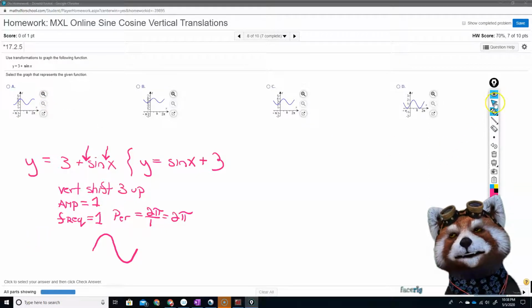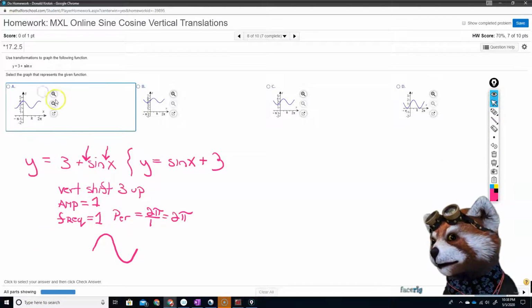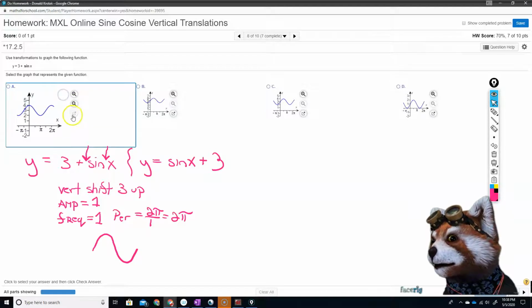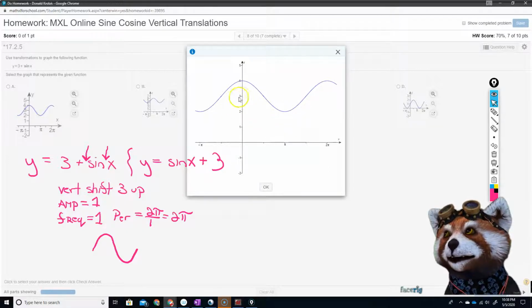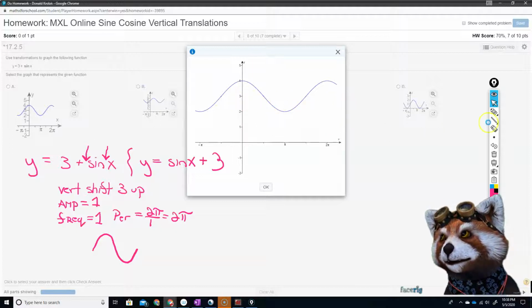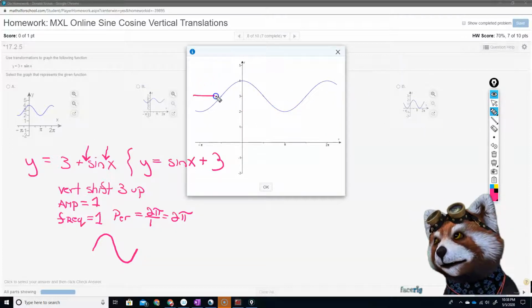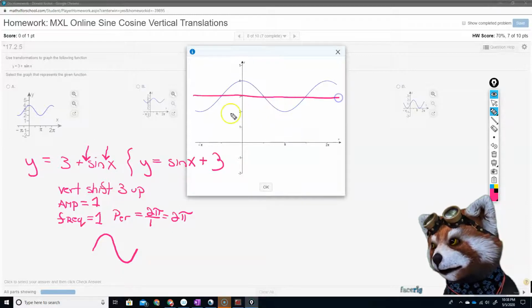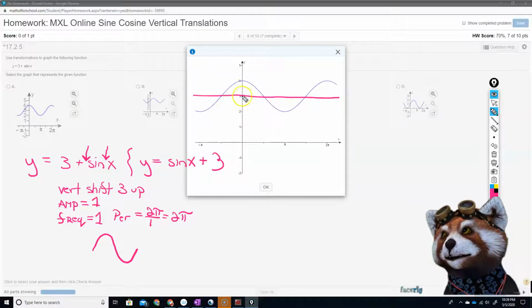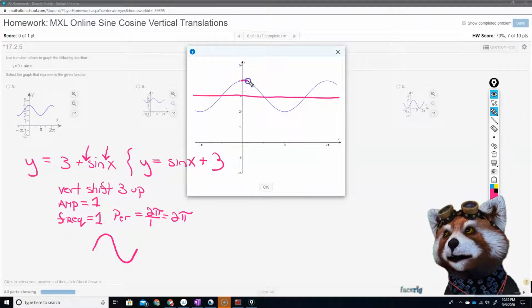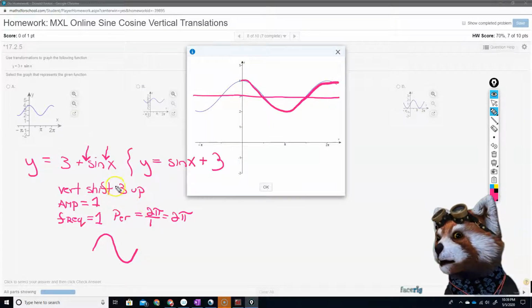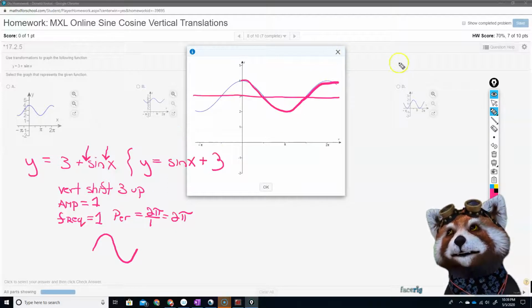Okay, so if I look at my choices here, all right. This sine graph has been shifted 3 up. Okay, there's its new midline. Okay, its amplitude is 1 above it, 1 below it. Yep. And I should see one cycle, but this is a cosine graph, so I know it can't be A. Move on.